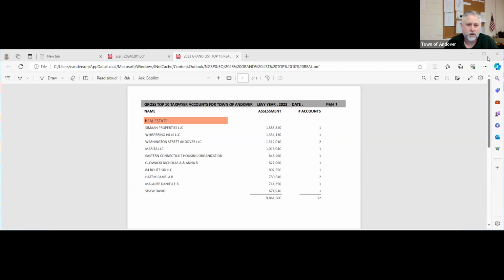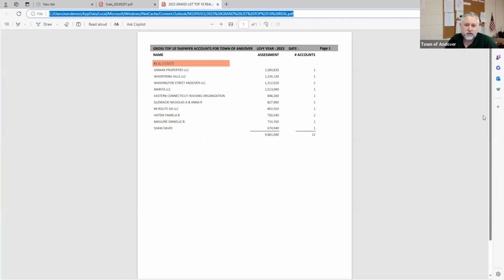Okay, so that is the real estate, the top 10 for the real estate. All right. Okay, so what's the first one? Saman Properties? Is that Scott Electrocraft? No, they're 84 Route 6, but they're probably paying more on equipment than they are real estate. They have a lot of high-tech machines and equipment in there.